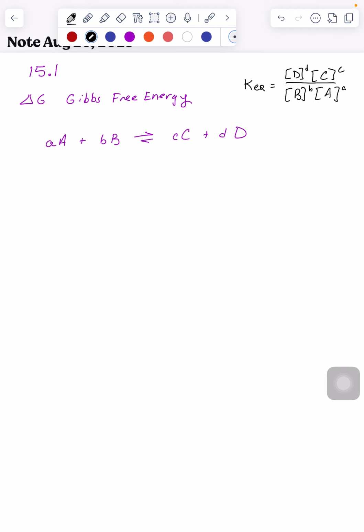When we have a system at equilibrium, there's both a forward and a reverse reaction and those rates are even. Now, Gibbs free energy is a way of looking at the energy difference between products and reactants, and it turns out it is related to KEQ, and I'm going to talk about what delta G means and how it relates to equilibrium.